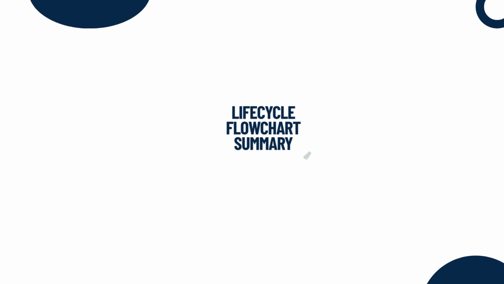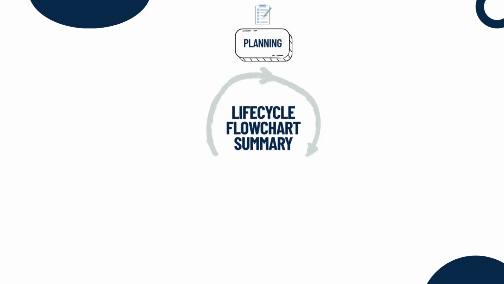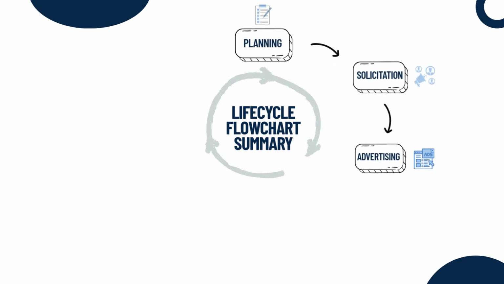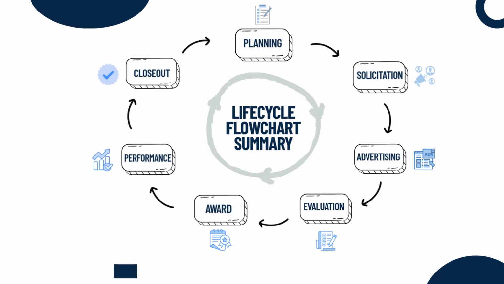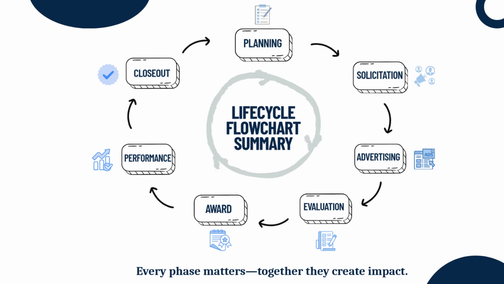Let's wrap up by reviewing the full procurement lifecycle. First, a need is planned and budgeted. Then, a solicitation is developed and advertised. Proposals are evaluated and a contract is awarded. That contract is performed, monitored, and closed out. Each phase feeds into the next, and understanding this flow helps you approach government procurement with confidence and clarity.